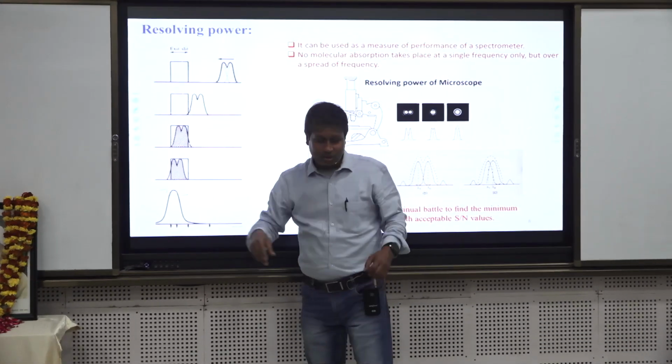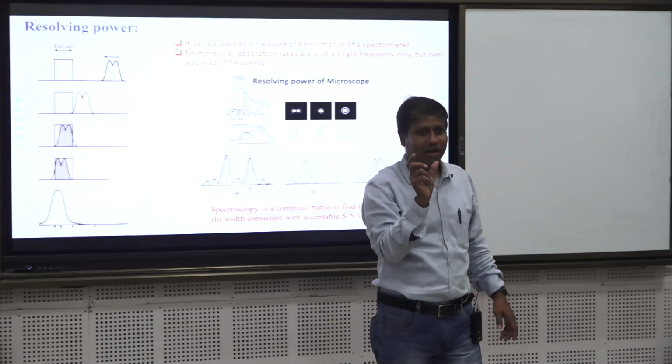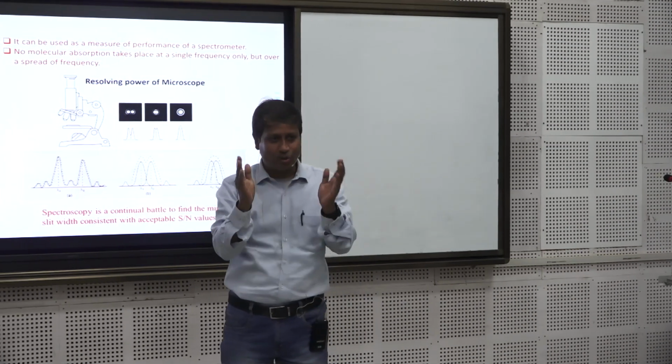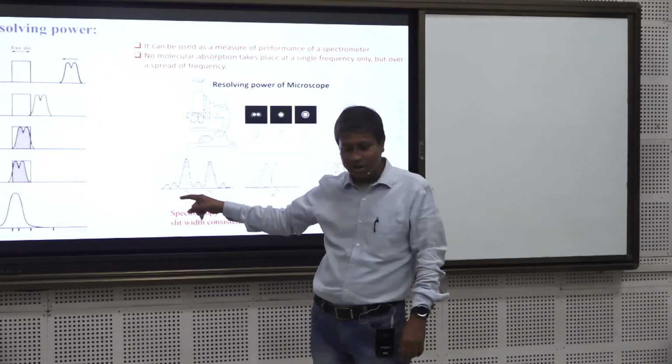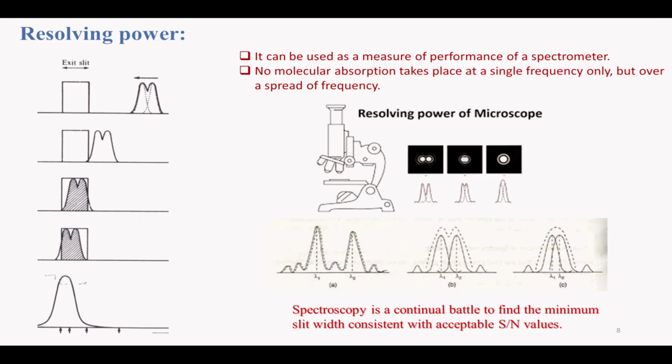Now, the problem is that on one hand, you want to increase the SN ratio, so you have to put in more light. On the other hand, the moment you put in more light, there is a possibility that the two dots will mix into one. Because more light means the exit slit, you have to widen it to get more intensity, but the moment you widen the exit slit, you lose the resolution. That's why it is written that spectroscopy is a continual battle to find a minimum slit. Minimum slit means minimum light, so you are compromising with the signal to noise ratio. Continual battle to find a minimum slit width consistent with acceptable SN ratio.